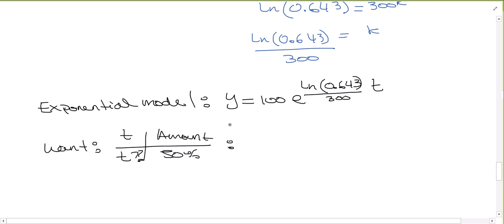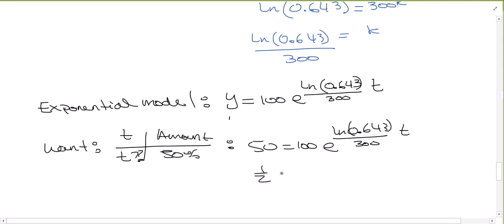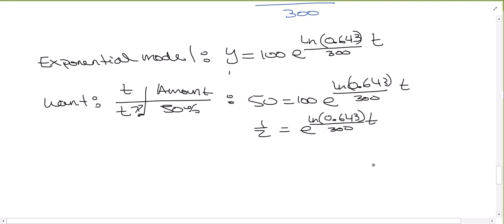And so let's put that in here. I want the amount to be 50. So 50 equals 100 e to the, and I'm solving for t. And so we get 1/2 divided by 100. This is pretty standard when you're solving for half-life. You're going to have 1/2 equals e to the kt. You may see the book use that shortcut, that anytime half-life is used, we go directly to 1/2 equals e to the kt. And now we're solving for t.